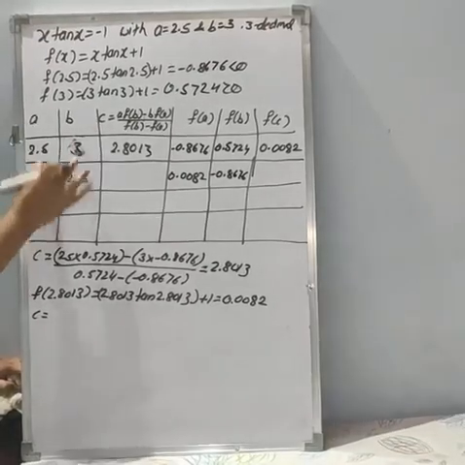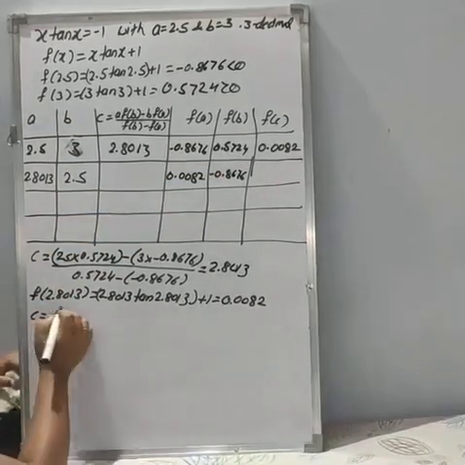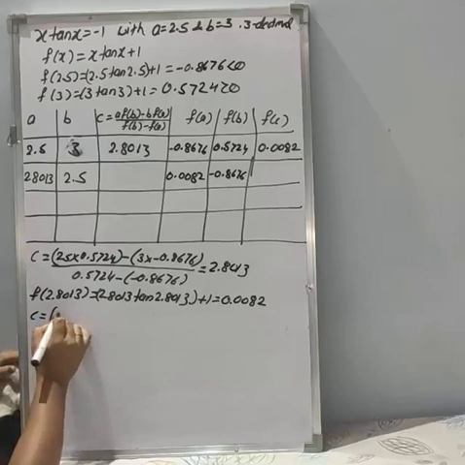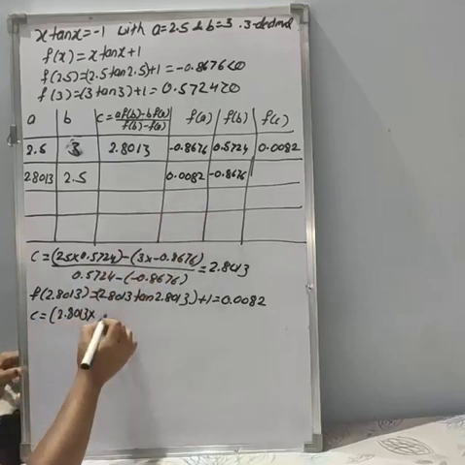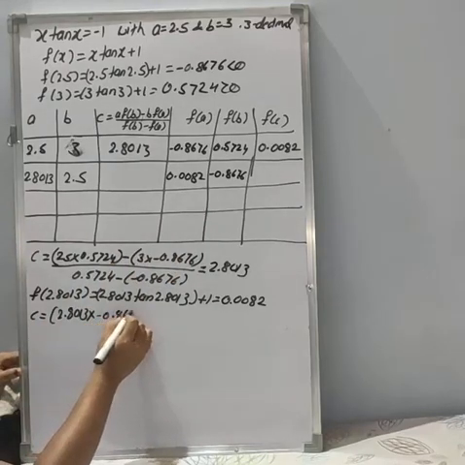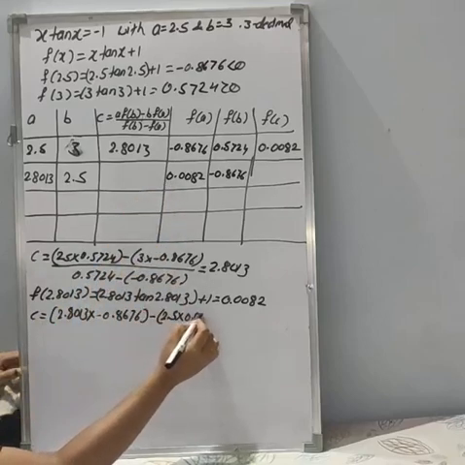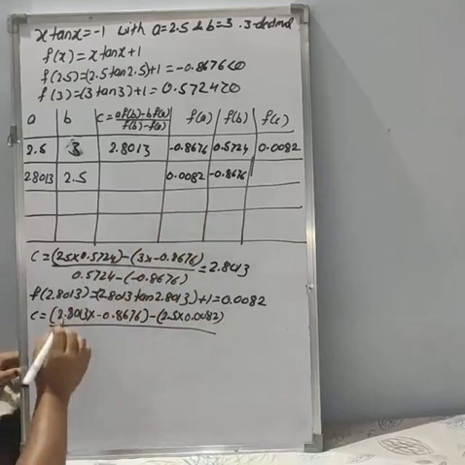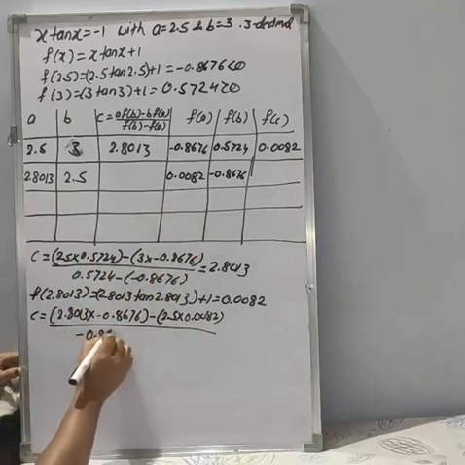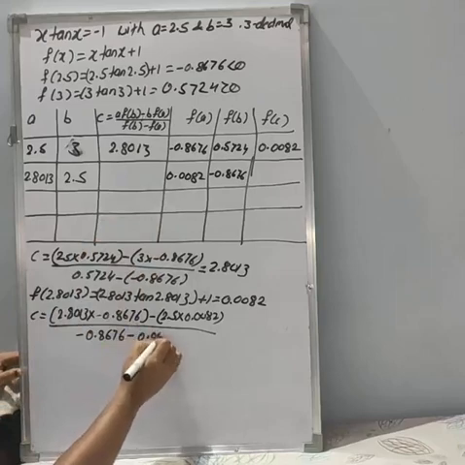Okay, so considering the table, this is the value of f of a, this is the value of f of b. If you substitute in the formula, you will get a is 2.8013 into f of b. F of b is minus 0.8676. Complete the bracket. Minus b is 2.5 into f of a is 0.0082 divided by f of b minus f of a. F of b is 0.8676 minus, now f of a is 0.0082.